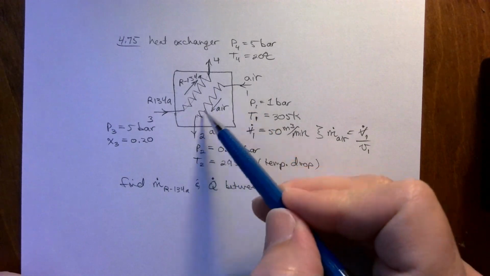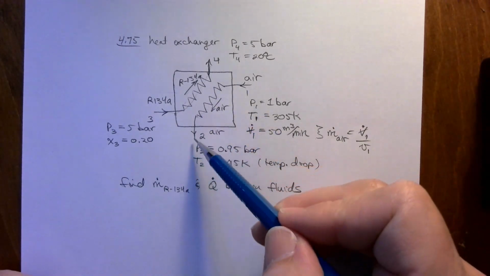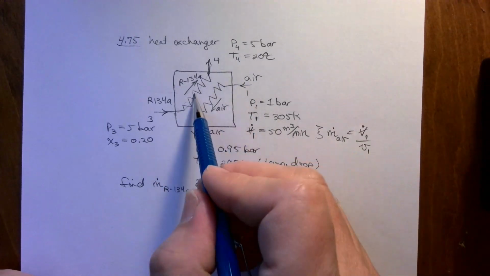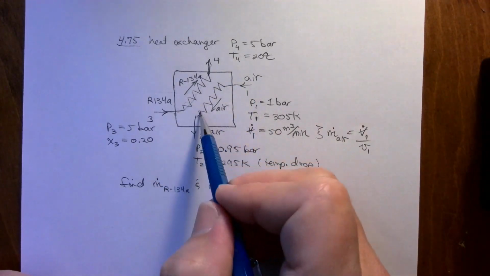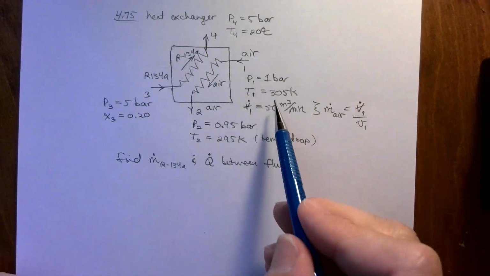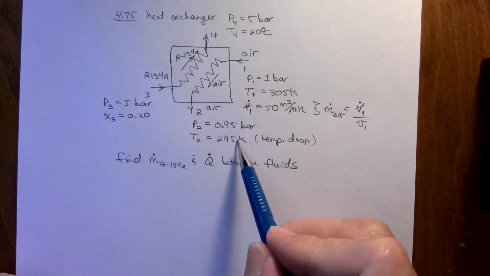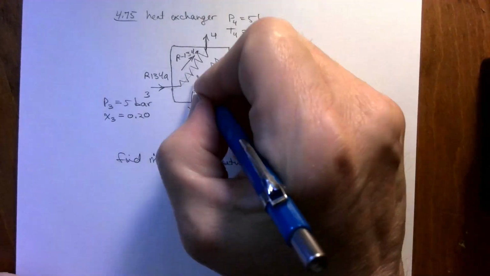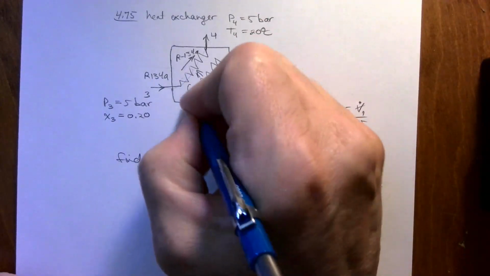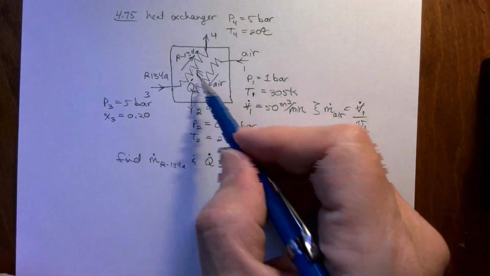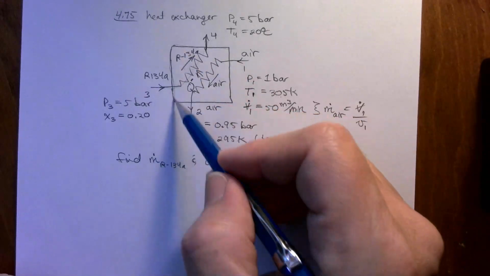To say I have some air passing, isolated passage of air, very, very close to an isolated passage of refrigerant, so there will be heat transfer between these two. In fact, in this case, we can look and see that the air comes in at 305 K, it goes out at 295 K, so the temperature of the air is dropping. So there must be heat transfer out of the air into the refrigerant.